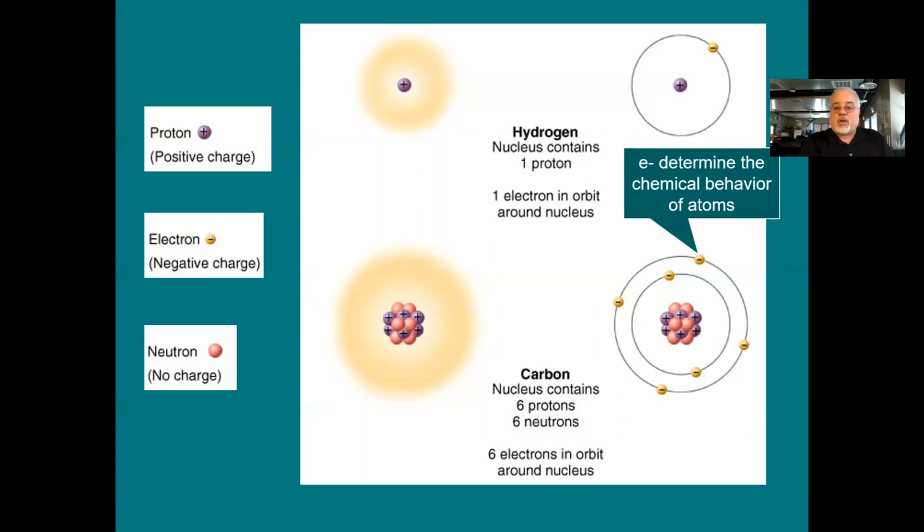Now, it's very unstable in this configuration, so we don't find single hydrogen atoms all by themselves. We find H2, two of them together, or maybe H2O, which is two hydrogen atoms mixed with one oxygen atom, and that makes water. But this is the basic fundamental component of a hydrogen atom, even though it doesn't exist in this form, at least not for very long, in nature. It would be very, very unstable and reactive with other things.